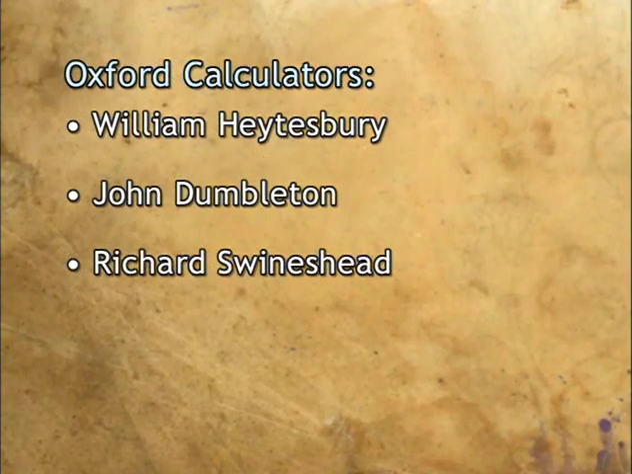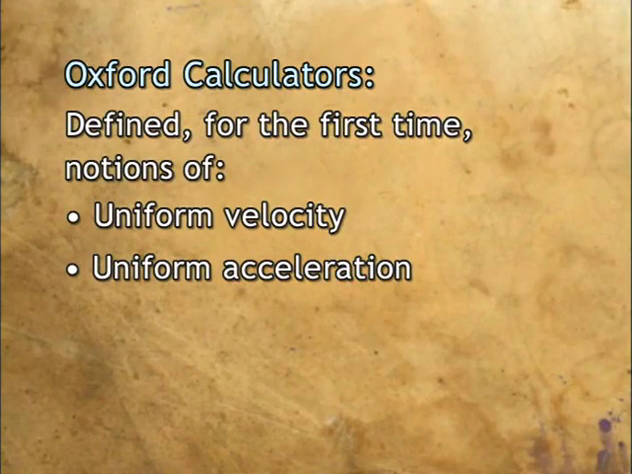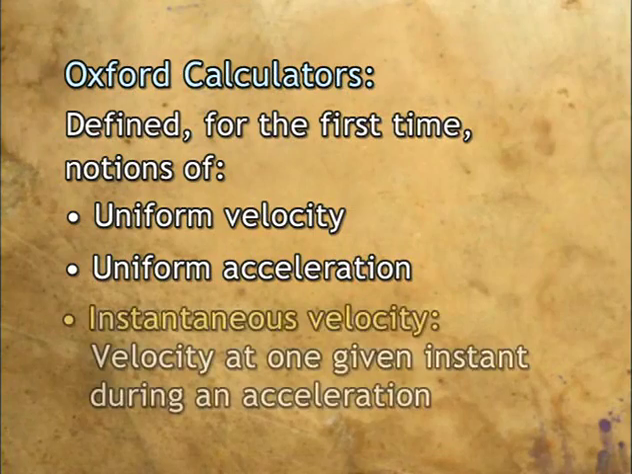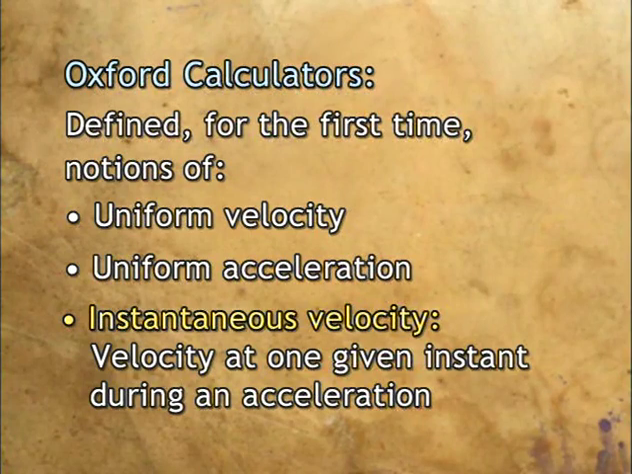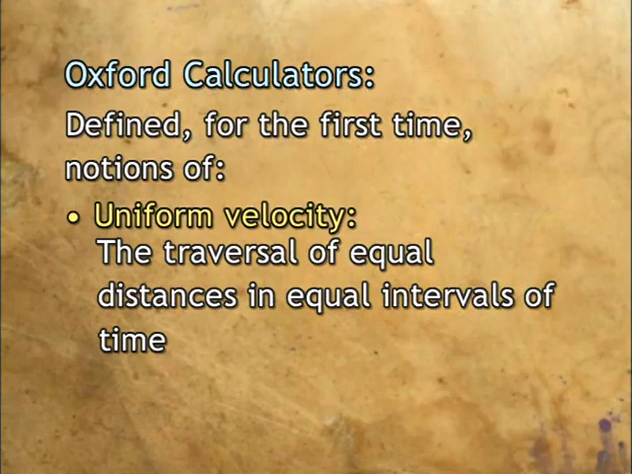These characters, three of them are William Heytesbury, John Dumbleton, and the rather unfortunately named Richard Swineshead. They were all scholars at Merton College, Oxford. They defined for the first time notions of uniform velocity, uniform acceleration, and they tried to get a handle on the notion of instantaneous velocity, that is, velocity at one given instant during an acceleration. They defined uniform velocity as the traversal of equal distances in equal intervals of time.